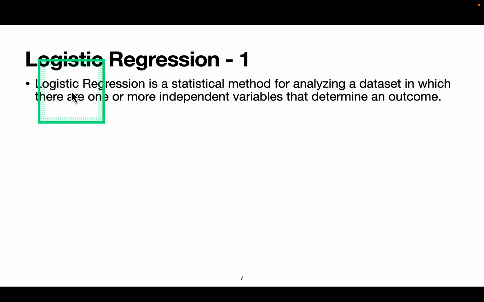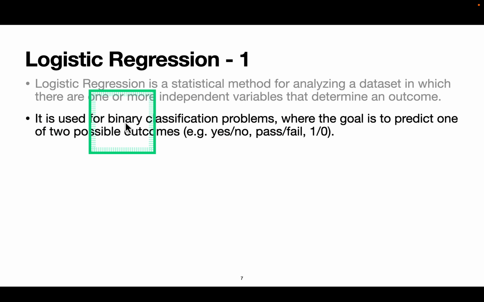So next I will be covering logistic regression. Logistic regression is a statistical method for analyzing a data set in which there are one or more independent variables that determine an outcome. It is used for binary classification problems. So this is slightly different. This is used for classification problems where the goal is to predict one of two possible outcomes, for example, yes or no, pass or fail, 1 or 0.